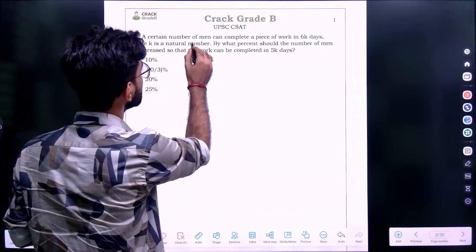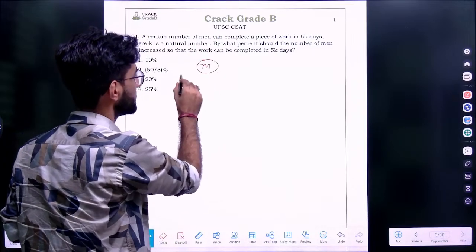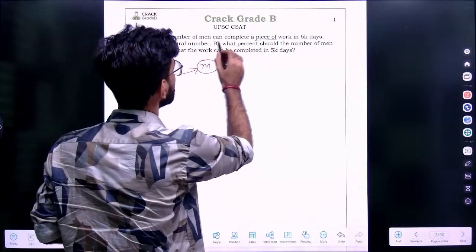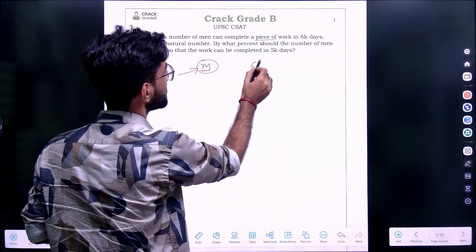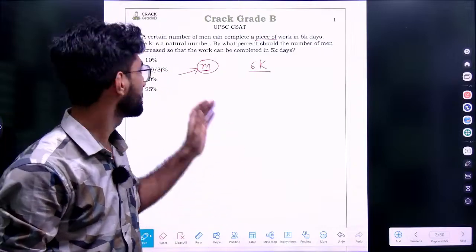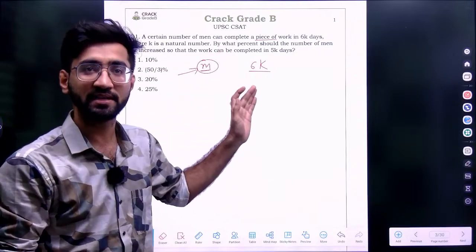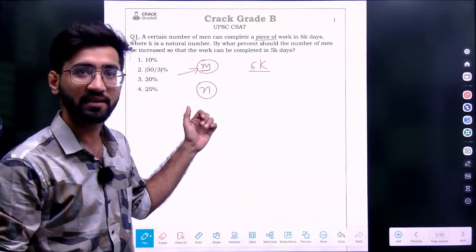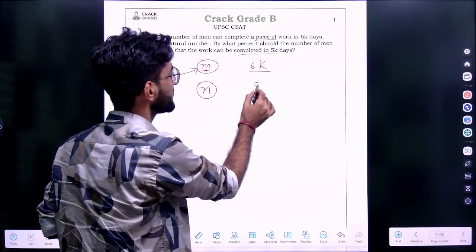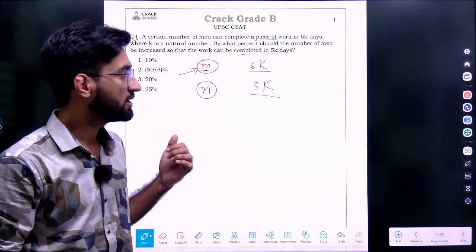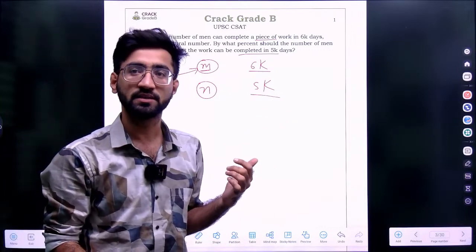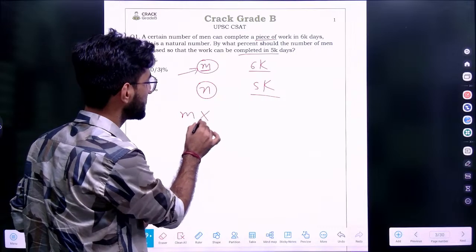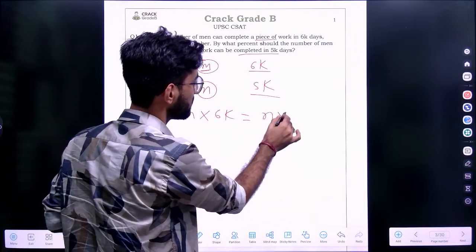So suppose initially the number of men is m, right? And we are able to see that these m men can complete a piece of work in 6k days, right? Later, the number of men has been increased. So suppose the number of men after increasing is n, and in this case, they can complete the work in 5k days, right? And we know that work done is constant in these two different instances, right? So can we write m into 6k equal to n into 5k?